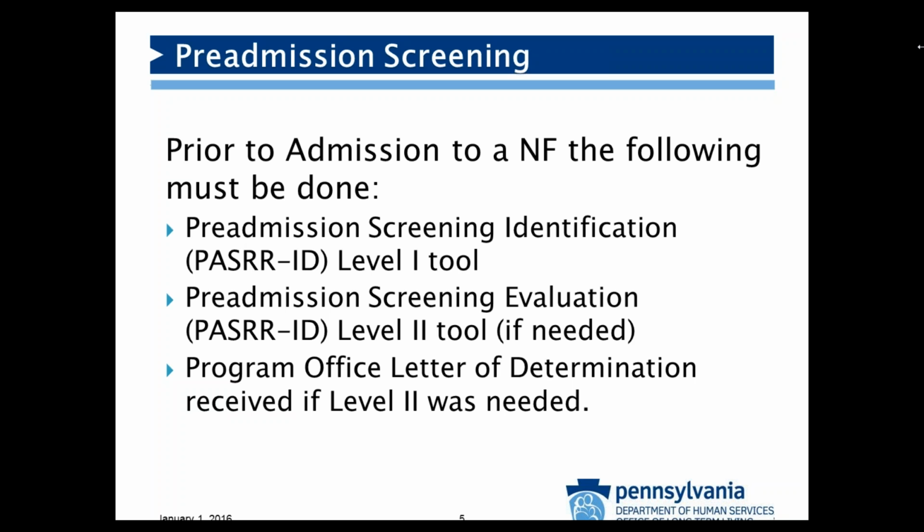And then once that tool is done, you need to have a program office letter of determination from one of the 3 program offices that review these cases. There's a program office under the Office of Mental Health and Substance Abuse. There's a program office under the Office of Developmental Programs that reviews the ID cases. And then in the Office of Long-Term Living, the other related condition cases are reviewed.